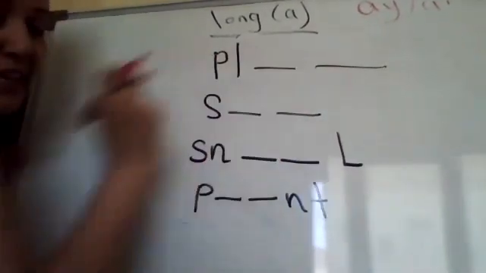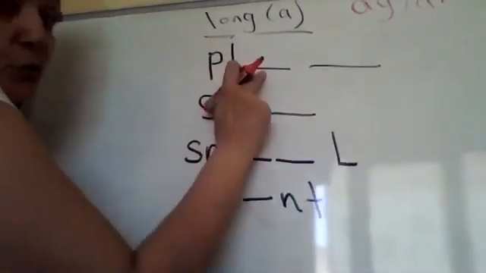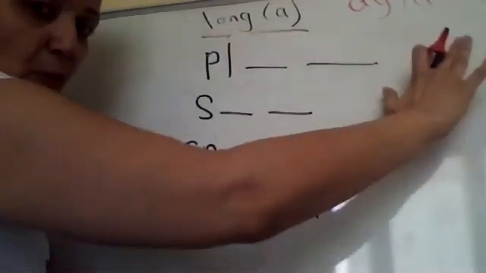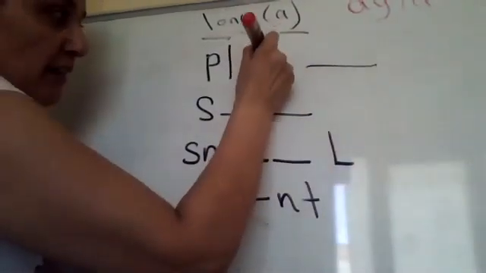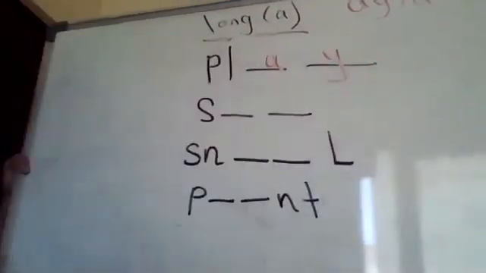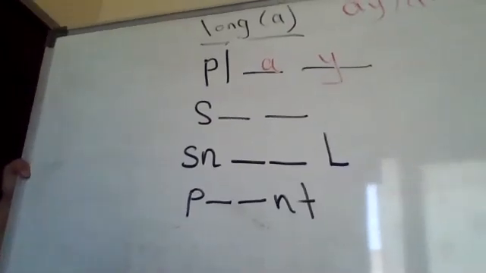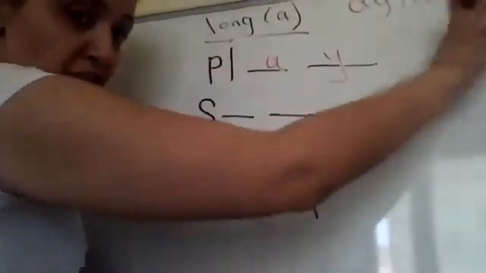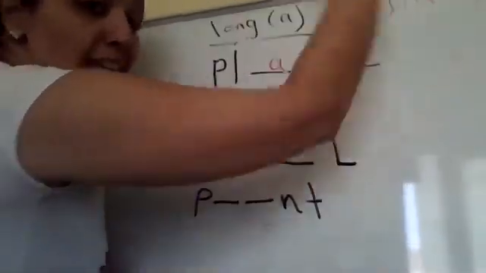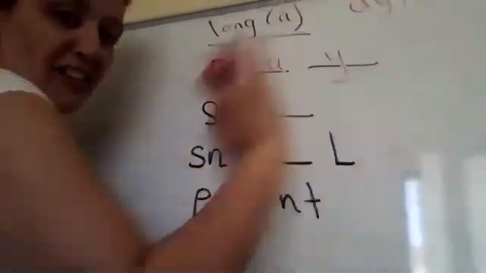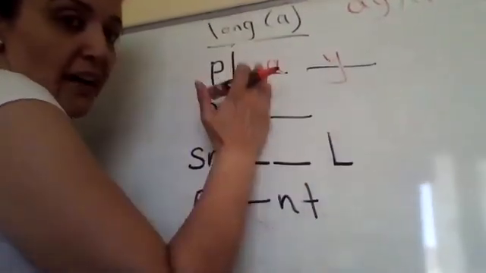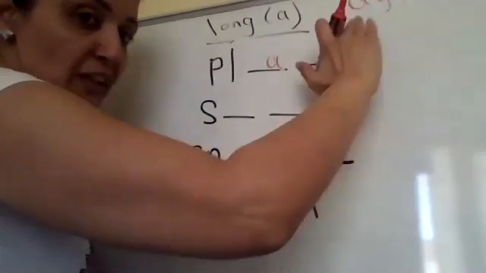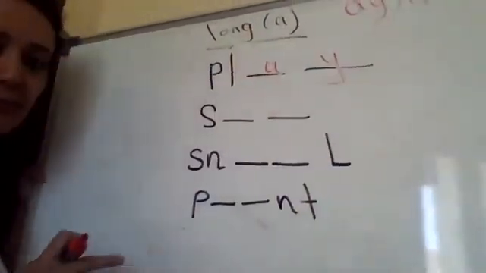You look at the word, grade 1B. If the two spaces are at the end of the word, no letter after it, you put AY. The two spaces are at the end of the word, nothing after it, you put AY.